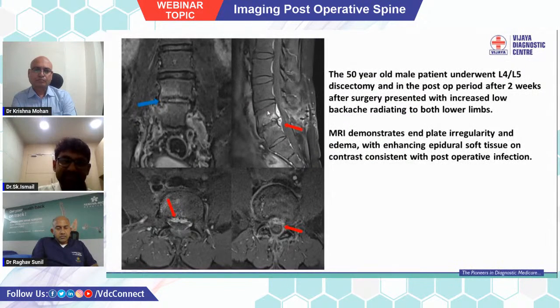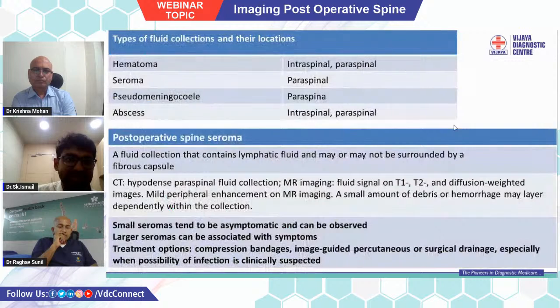And this is another case showing similar findings, where there are end plate erosions with a similar clinical picture, persistent low back ache, and the MRI showing end plate erosions with enhancement and epidural soft tissue. So this is also a case of post-operative spondylodiscitis.